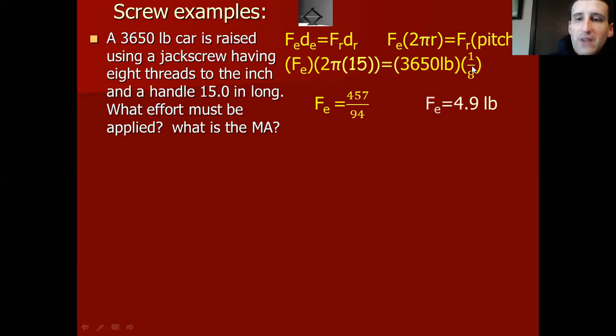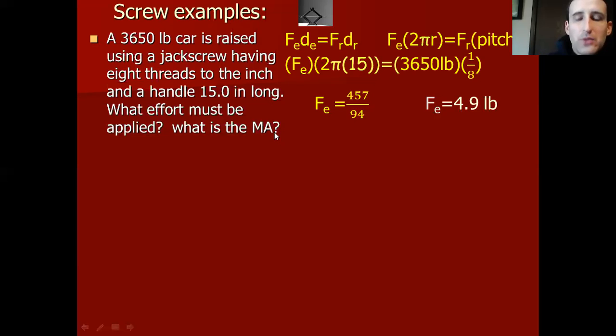So 3,650 divided by 8 is 457, and 2 times pi, right? Pi is a little more than 3, so 6 times 15 is going to be a little more than 90. So 457 divided by 94 gives the human effort force. How much force do you have to put on that jack handle in order to turn it and lift your almost 4,000 pound car? The answer is a little less than 5 pounds. So this is the incredible power of simple machines, that I can lift almost 4,000 pounds with a force of 5 pounds. If I do it right, if I have the right device for this functionality.